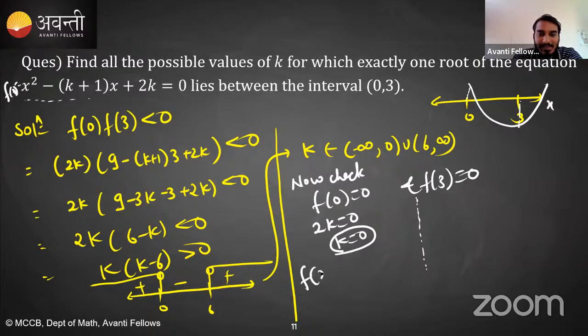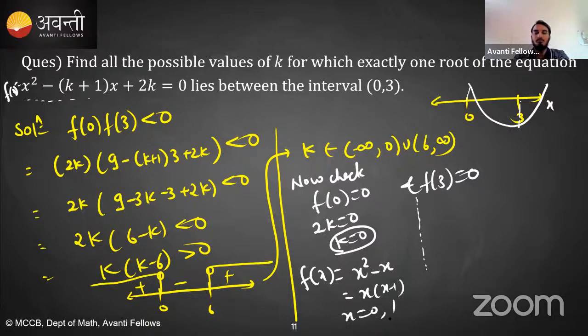So f of x effectively becomes x square minus x. Yes or no? So this is nothing but x into x minus 1. So what are the roots? x is equal to 0 and 1. See student, here one of the roots is 0 and the other root is 1. So this root is lying between 0 and 3. Yes or no? This root is lying between 0 and 3, right? So it means k is equal to 0.